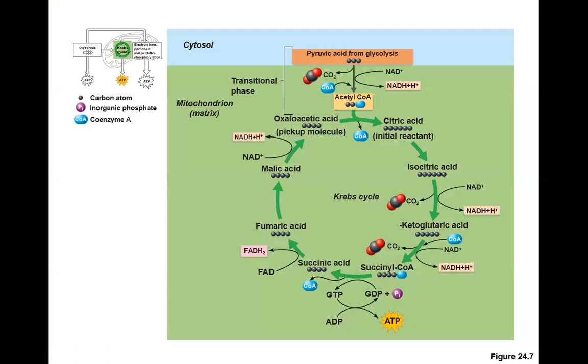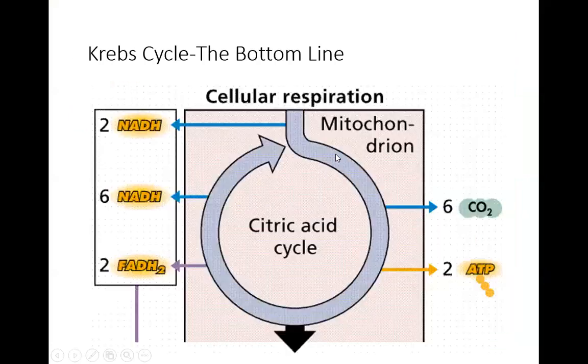What do you need to remember about the Krebs cycle? Well, it takes place in the mitochondria. It is the source of the high energy electrons. You want to know what the bottom line is? This. The Krebs cycle will generate 2 ATPs, 6 CO2s, 2 FADHs, 6 NADHs, and altogether 8 NADHs.